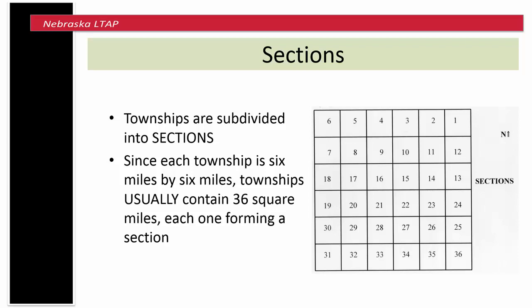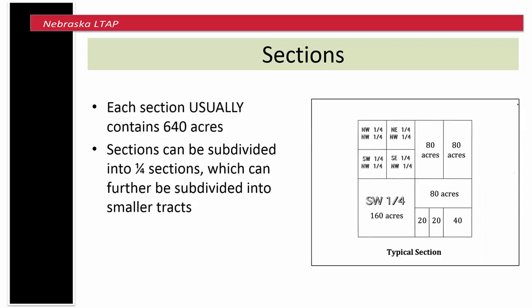Townships are subdivided into sections. Since each township is 6 miles by 6 miles, townships usually contain 36 square miles, each one forming a section. Sections can be subdivided into smaller tracts of land. The total number of acres in a section is usually 640 acres.